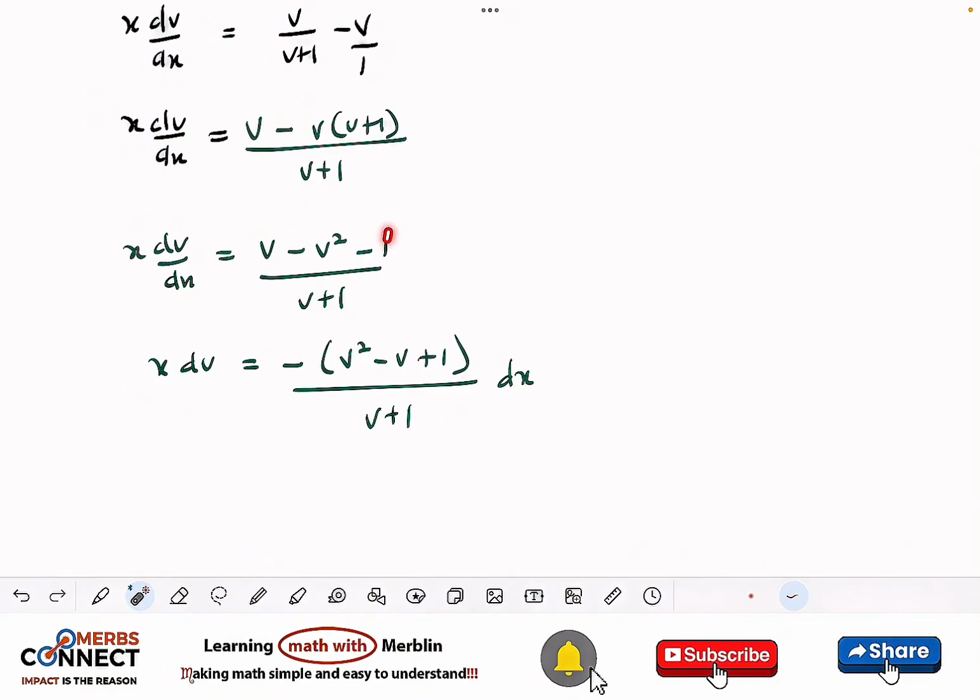I hope you got what I did here. When I factor minus out, this is minus, so it becomes positive. This is positive, so it becomes minus. This is negative, so it becomes positive.